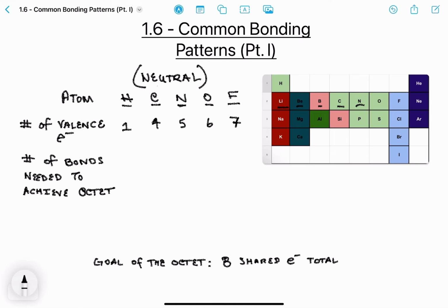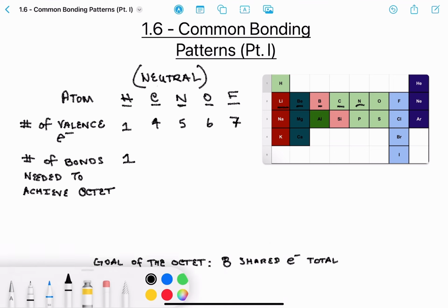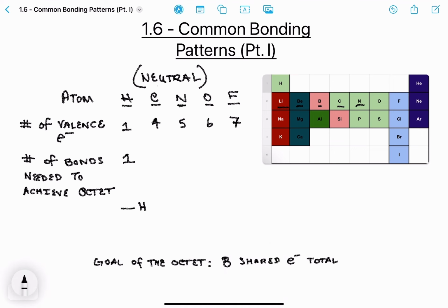And so what they're going to want to do is bond to another atom, and those bonds are going to allow it to achieve its octet. And so in the case of hydrogen, it only needs a duet, and so it's going to need one bond in order for it to achieve that. So that's going to look like hydrogen with one bond.